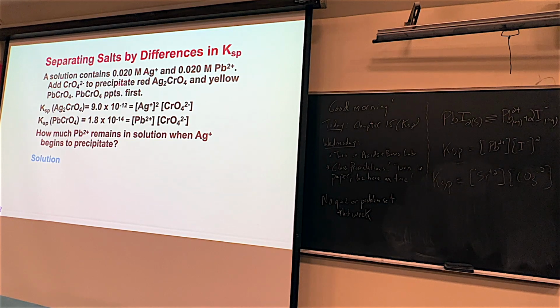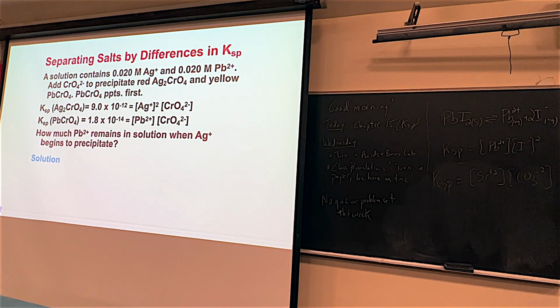Now, if we're trying to separate lead from silver, and you start very slowly adding silver, in the last part we saw that the lead-2 chromate is going to precipitate first. But as that precipitates, this number is going to start decreasing. So this question says that when you get to the point where the silver chromate begins to precipitate, how much lead is left? And this is another kind of cool thing, because as the PbCrO4 precipitates, the lead ion begins to drop out of solution.